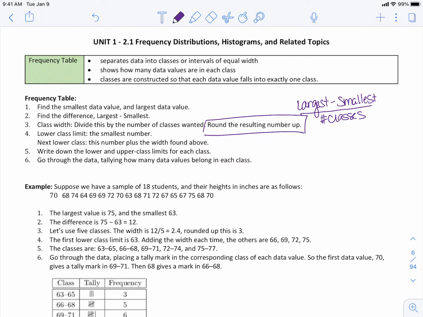Your lower class limit is the smallest number. The next lower class is this number plus the width found above. Go through the data telling how many data values belong in each class.